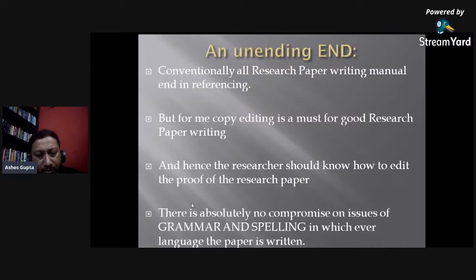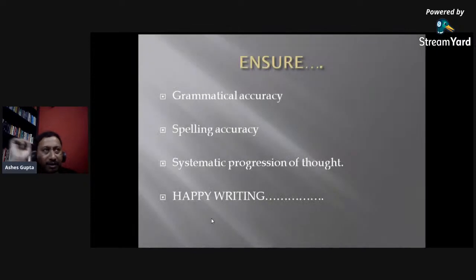So there is absolutely no compromise on issues of grammar and spelling in whichever language you are writing. Every language has a grammar inbuilt into it. Every language has spellings which are right and spellings which are wrong. You cannot take the language for a ride. It could be Hindi, it could be Bengali, it could be Swahili, it could be English. But whatever language you choose to write your research paper in, remember, there is no compromise on grammar, punctuation, spelling, and syntax, the sentence structure. Ensure grammatical accuracy, spelling accuracy, systematic progression of thought, and therefore happy writing. This is what all research paper writing is all about.